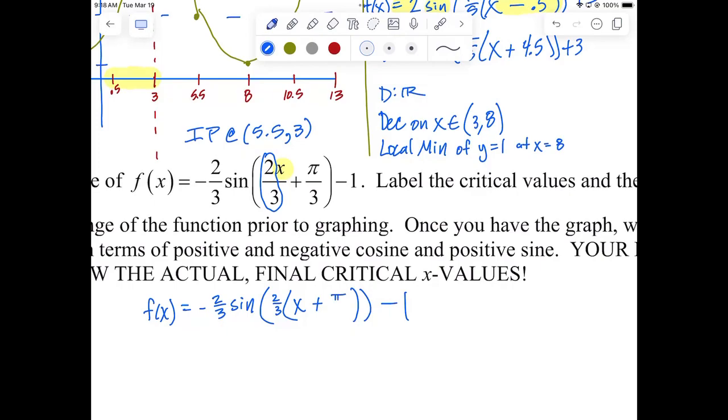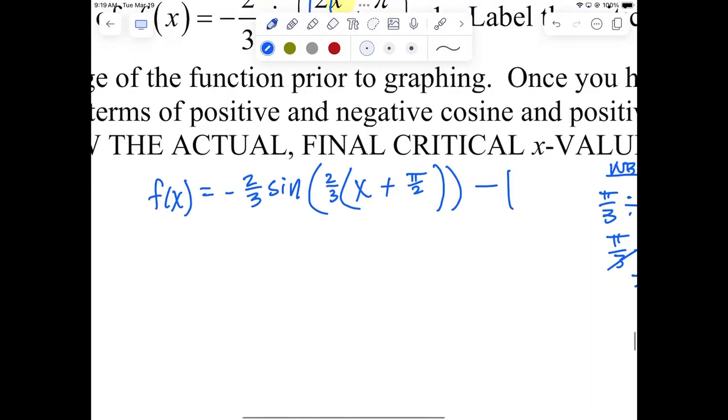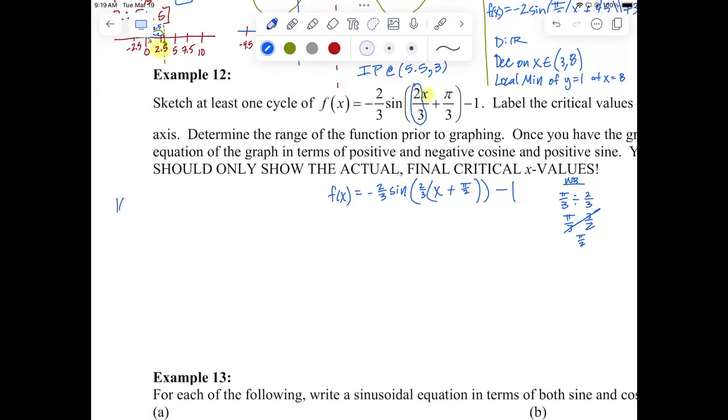Pi halves. Good. How do we do that off to the side? Here it is off to the side on the workbench. You have pi thirds, that's what you're starting with, divided by 2/3, and then you change, flip. Pi thirds times 3 halves, your 3's divide out, and you're left with pi halves. Okay? Some people are still getting that wrong. If you're getting that wrong, I'm going to be very, very unsympathetic on the next test. You need to make sure you can do that. That's a given.